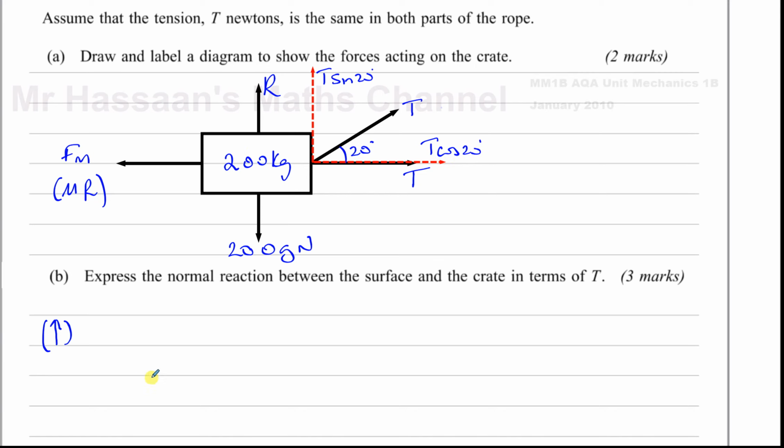So if we're resolving the forces vertically, you have R plus T sine 20 equal to 200g, right? So that would basically be it. From here we can say that R is equal to 200g minus T sine 20. Now I guess you could leave the answer like this if you wanted to, or you could find the actual values of these, but I would leave it like this for now. That's fine, okay? And that's what I would do.